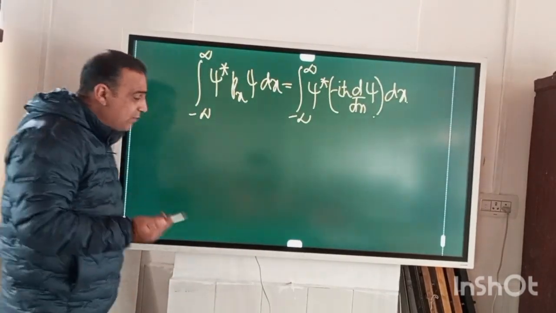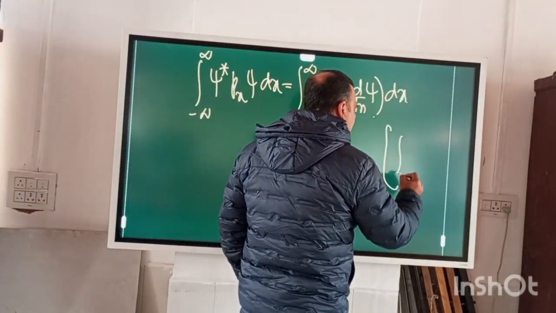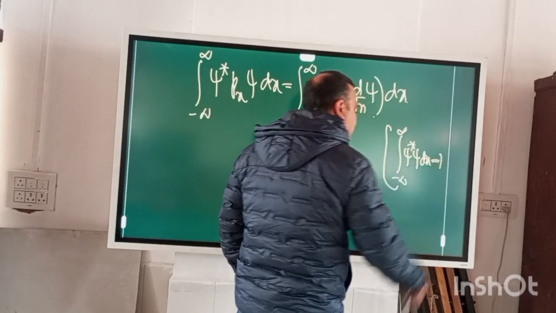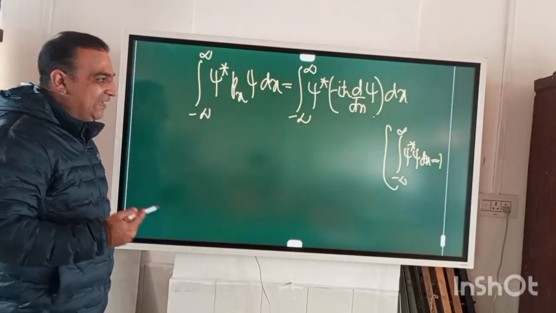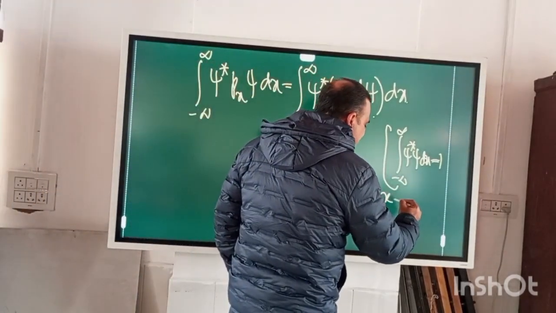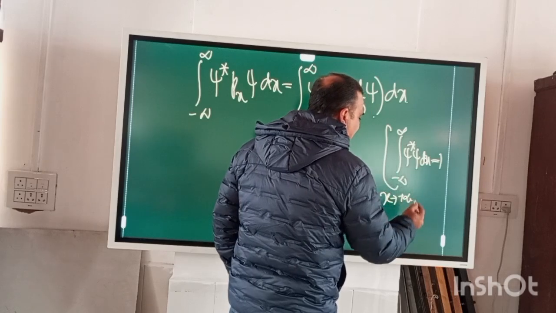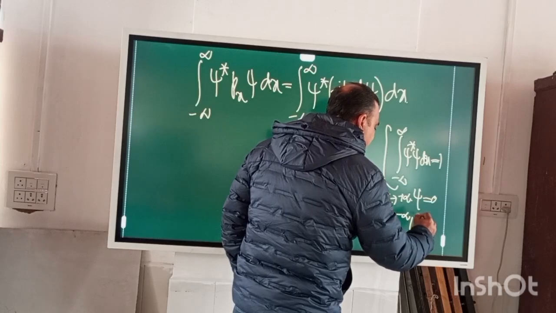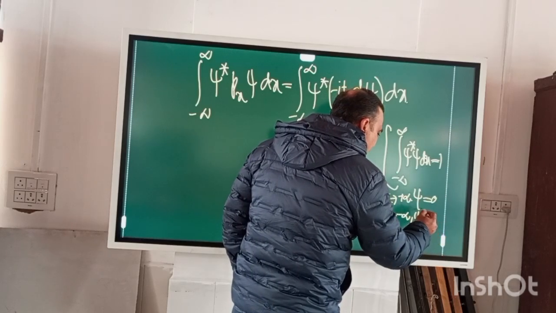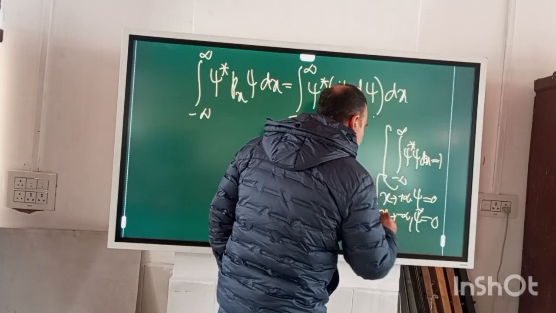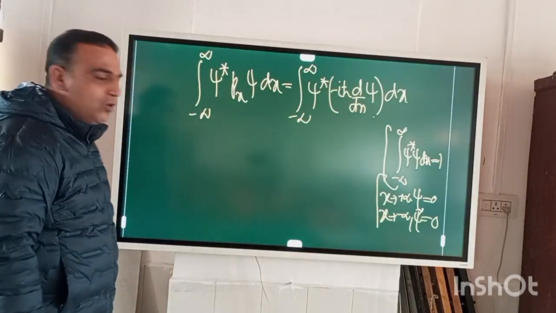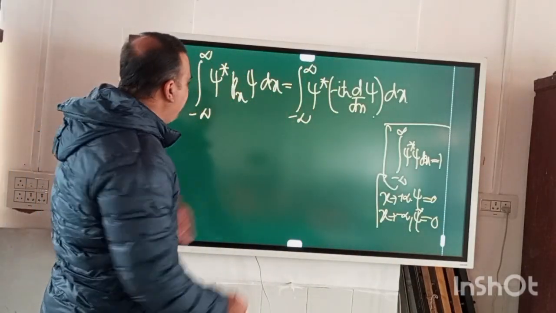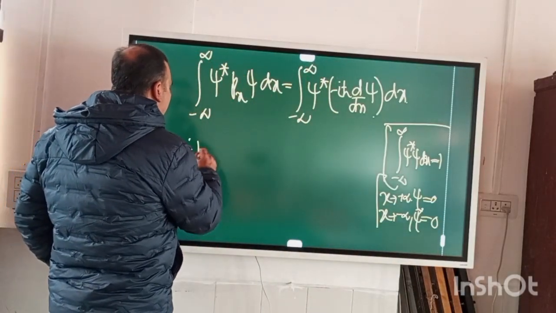Now if psi is normalized, what does that mean? That means the integral from minus infinity to infinity of psi star psi dx must be equal to 1. What it means, in other words, is that if x tends to plus infinity, then psi will be equal to 0, and if x tends to minus infinity, psi or psi star should be equal to 0. This is the important condition that we have already discussed. So now, I will take minus i h bar out.